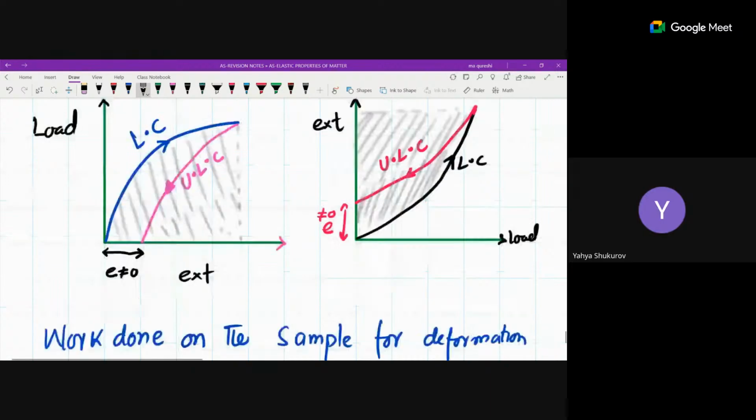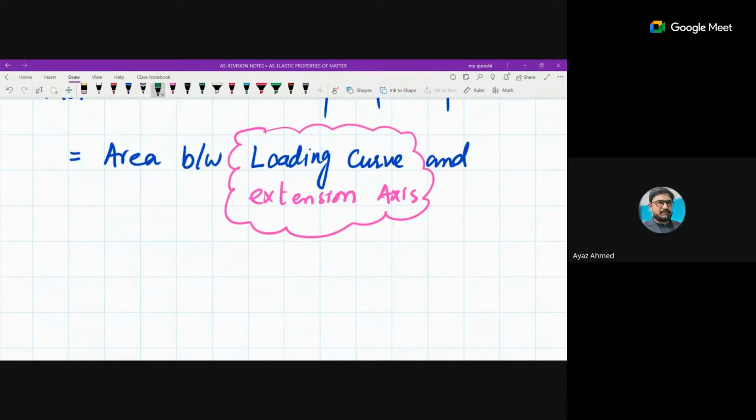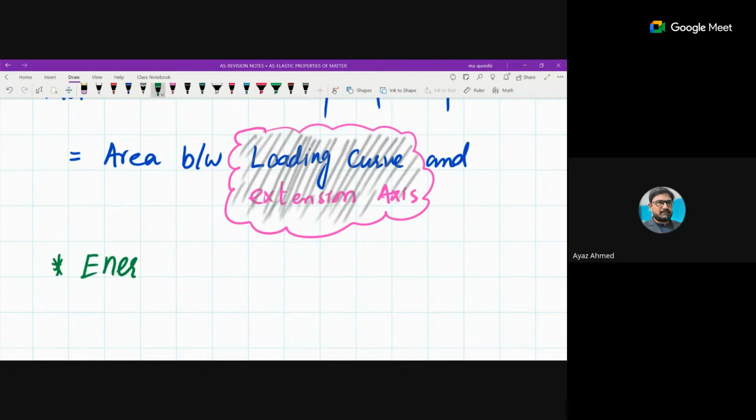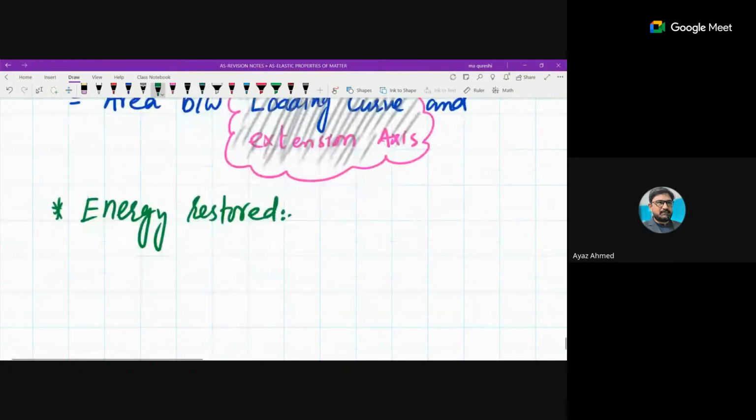Then, if you want to find out what will be the energy restored, here I'm going to shade it. This shade is basically the energy supplied, yani work done on the sample for deformation. Then if you go back to the energy restored, what is restored energy? That is the energy which is given back by your sample during unloading.